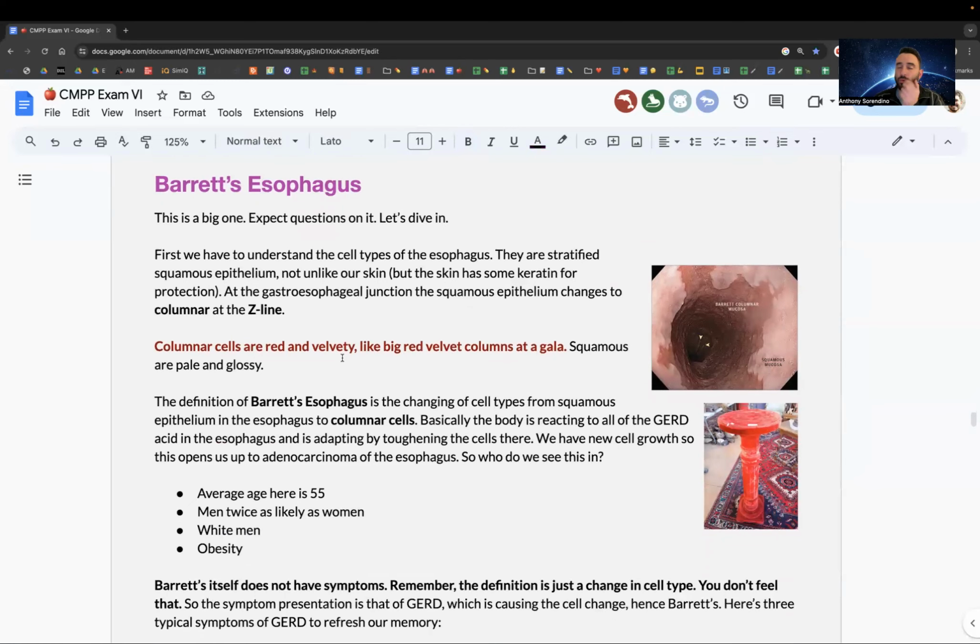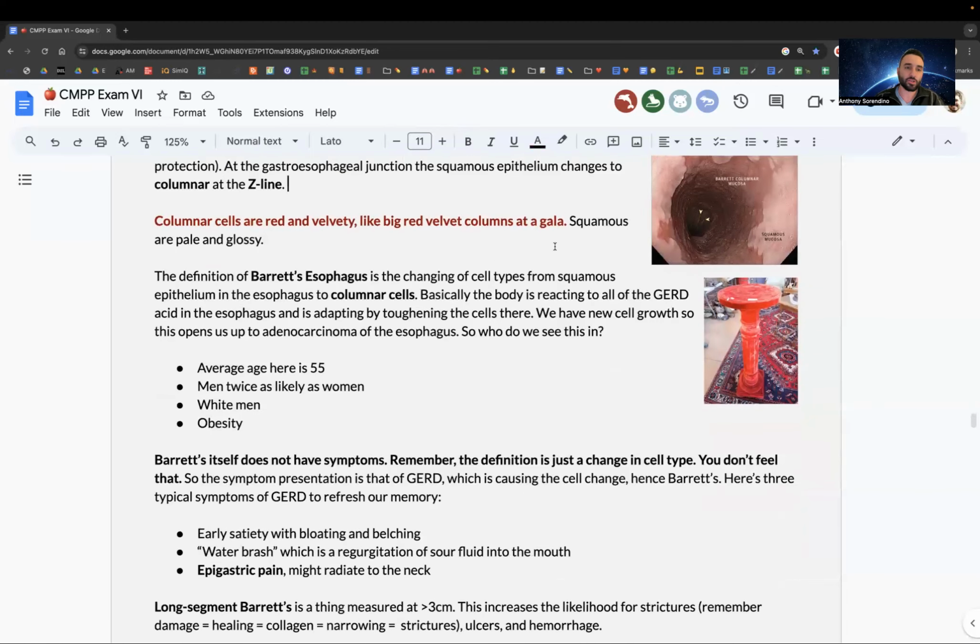So again, we mentioned that Z line, which is where the squamous epithelia of the esophagus meet the columnar cells of the stomach. So right at the lower esophageal sphincter there. The issue here is when the acid keeps refluxing, the body is like, okay, I guess this is the stomach now. And it just starts building these columnar cells. You want to know that columnar cells are red and velvety. So picture a big red velvet column, like at the Met Gala or something. So there's a picture there. And then the squamous ones are the pale and glossy ones. All right. So if there's a vignette and you see columnar cells, red and velvety in the esophagus, it's going to be Barrett's.